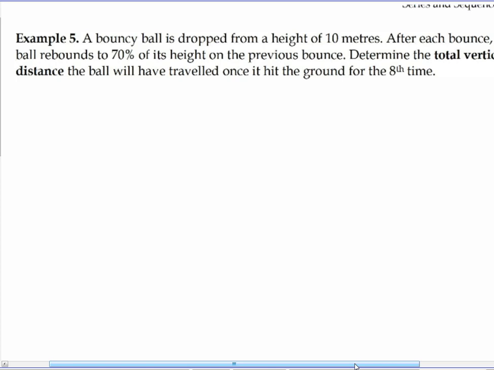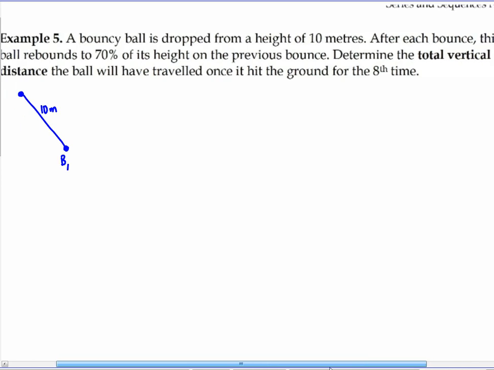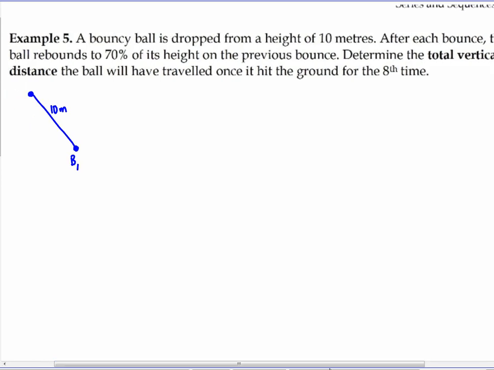First thing though is we want to draw a picture, no matter what. So again, we want to draw that large diagram that we did before, over-exaggerate it. Okay, so here's bounce 1. It's at 10 meters, it falls. Of course, it's actually falling vertically, but I'm just spreading it out so we can get an idea of where's my term 1, what term am I looking for. And it wants the total vertical distance the ball will have traveled once it hit the ground for the 8th time. So let's draw 8 bounces.